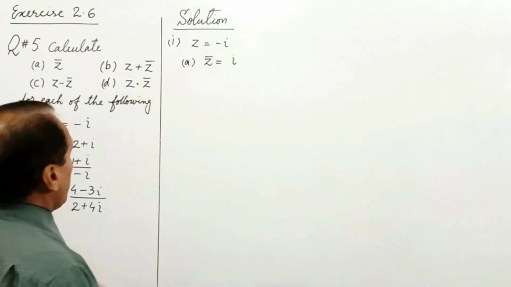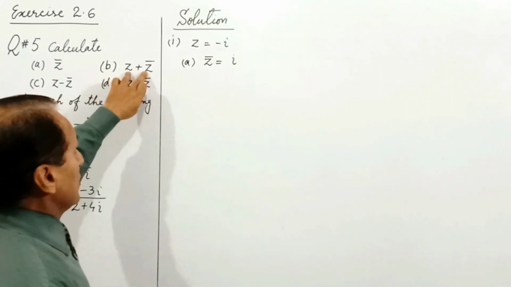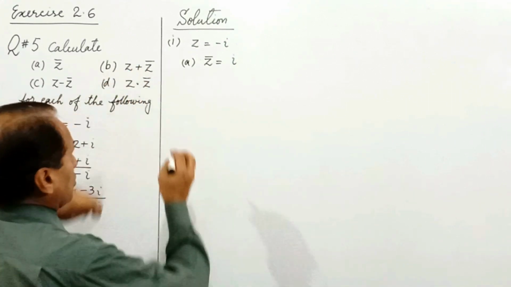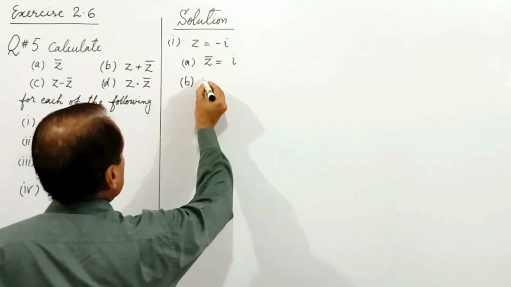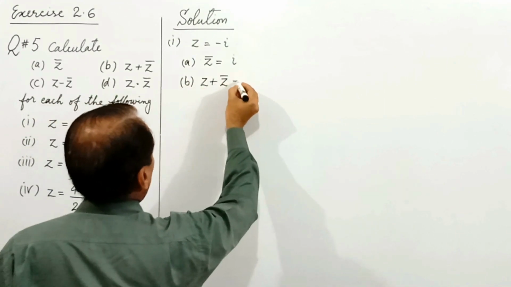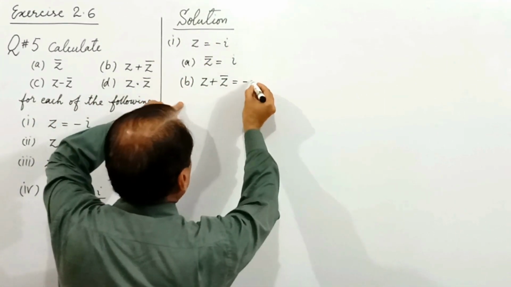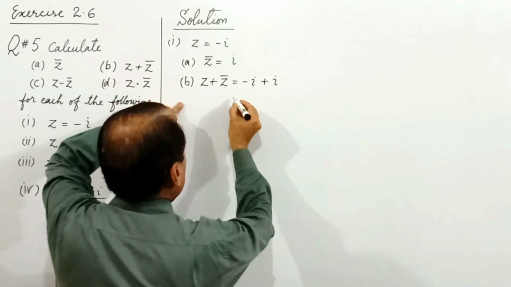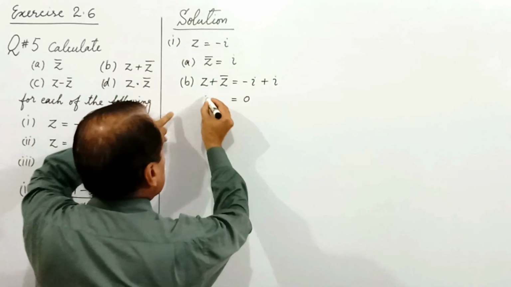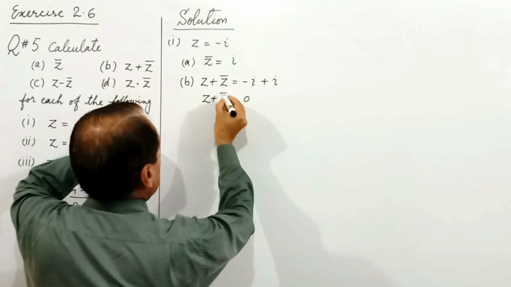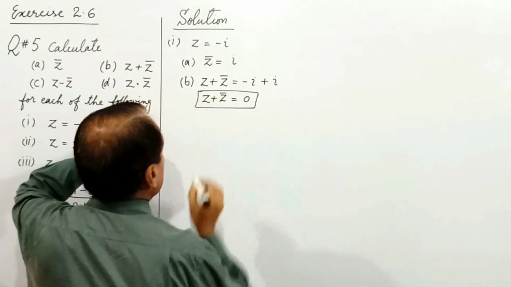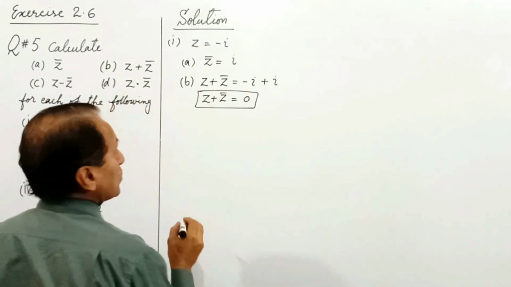So let's begin with part A, in which we are required to find its conjugate, and now we write iota. In part B we are required to find the sum of the complex number and its conjugate, that is z plus z bar. Already we have both the values. We put the values, minus iota plus iota. Like terms having different signs become cancelled. So z plus z bar is equal to 0.